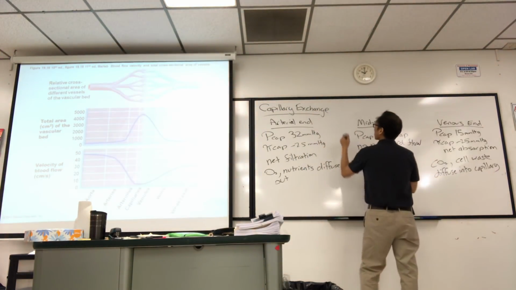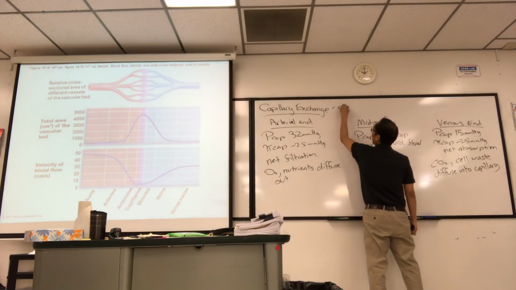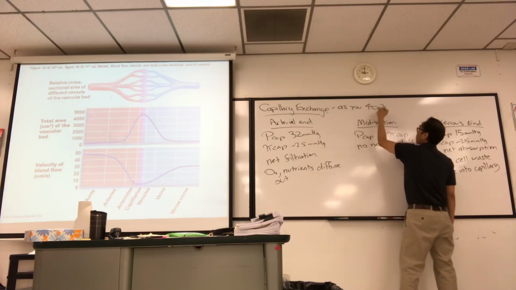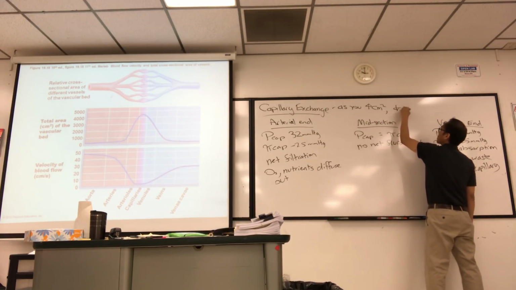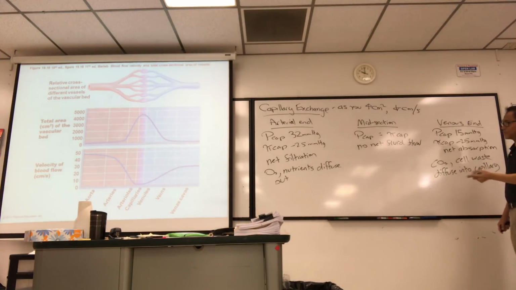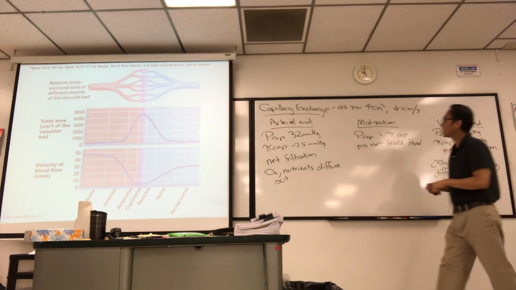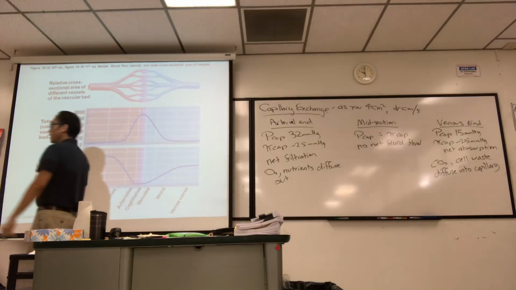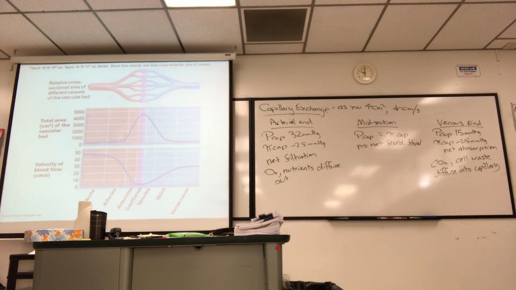Capillary exchange. As you increase cross-sectional area, you decrease the velocity. So I'll just give you the units. Increase cm squared, decrease centimeters per second. Okay. That's what I want you to see with that data. Capillary exchange out of the way.